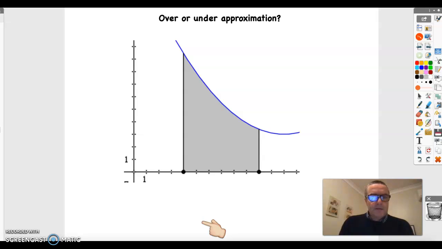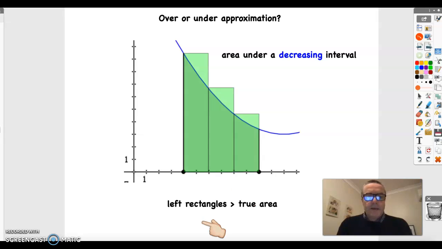Sometimes we might be asked to determine whether our estimate for the area, if it's not the actual area, is below the true area or above the true area. In other words, an over approximation or an under approximation or estimate. So this particular curve, we can see here, I've shaded a particular area that I'm referring to as the true area that we're interested in. And on this occasion, I'm using the left rectangle method.